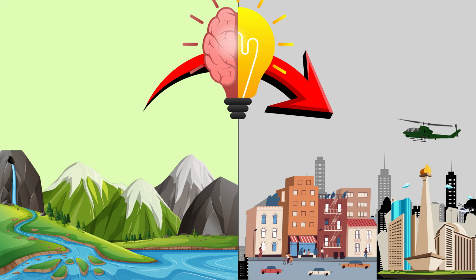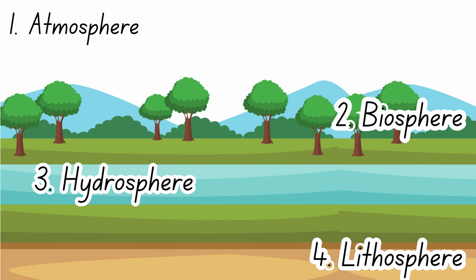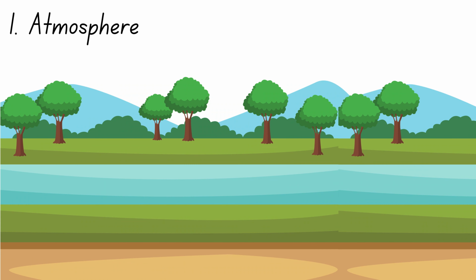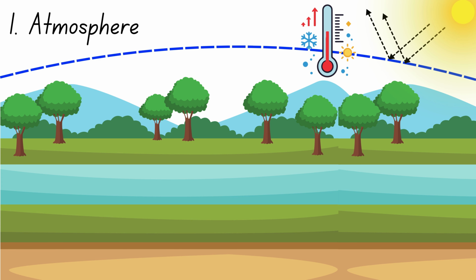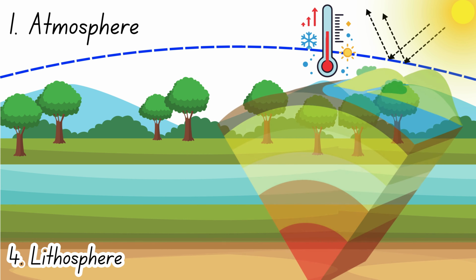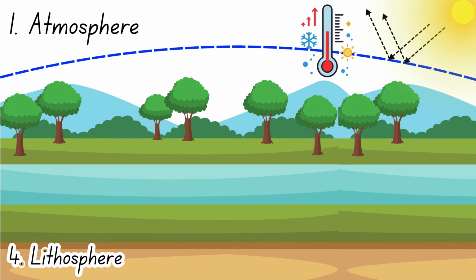To really grasp why this matters so much, we need to understand the main components of our environment. In total, the environment is made up of four components. First is the atmosphere. It's the blanket of gases surrounding the Earth. It protects us from harmful solar radiation and also maintains the Earth's temperature through the greenhouse effect. Then comes the lithosphere. This is the outer covering of the Earth, including the crust and upper mantle. It forms the base for land systems.